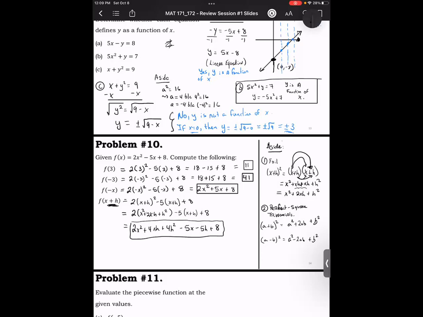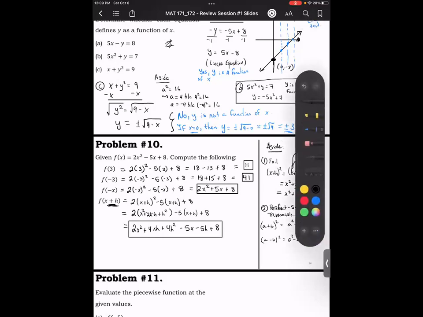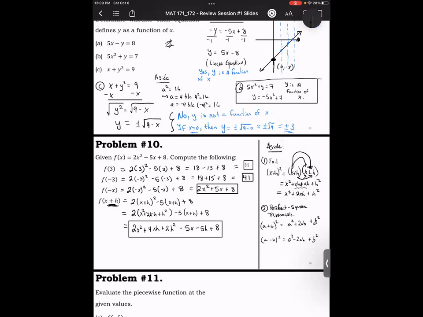Wait, how did you get 4h squared? Oh, sorry, you're right. I was looking at the 2xh, and then when I looked at the h squared, I thought the 2 was in front of it. That was my bad. You're absolutely correct. It's 2h squared. Thank you.